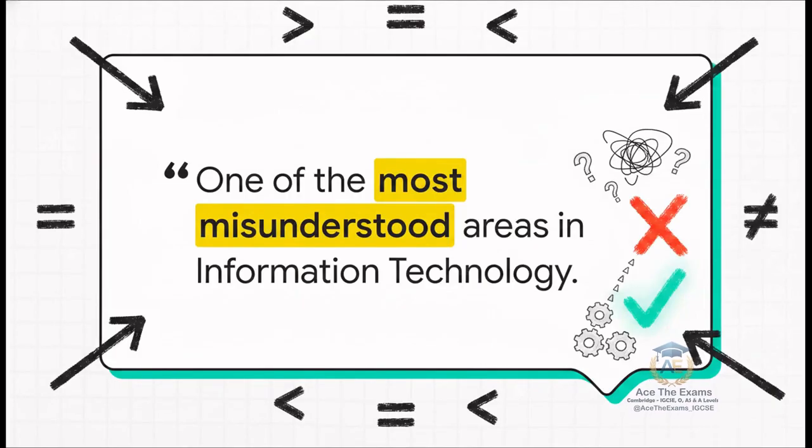We are starting with incredibly high stakes today. I want you to take a really close look at the quote on the screen. This is ripped directly from the principal examiner reports. Senior examiners have explicitly identified this as a major trap. They state it is genuinely one of the most misunderstood areas in information technology. Now, why is that? It's not because the underlying math is impossible. It's because students completely misunderstand how to apply and present these operators in an exam context.